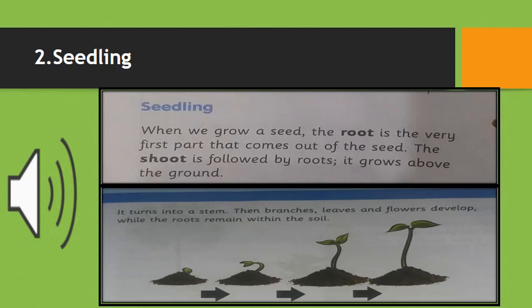So we have now two parts of the seed. First is root that grows downwards in the soil, and the other one is shoot that grows upwards above the soil. Shoots later become a stem. Then this shoot goes on and starts converting into a branch, then leaves and flowers develop.